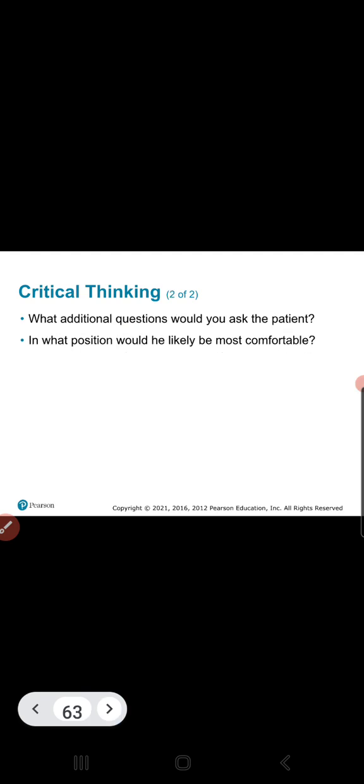And then our critical thinking. So you are called to a patient with abdominal pain. He describes the pain as severe and says it has been on and off for the past several days, becoming severe within the last hour. So that's where we ask that. And they've answered it for us. Why are you calling us now? What additional questions would you ask the patient? And in what position would he likely be most comfortable?